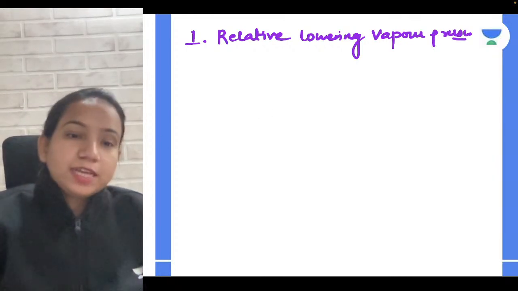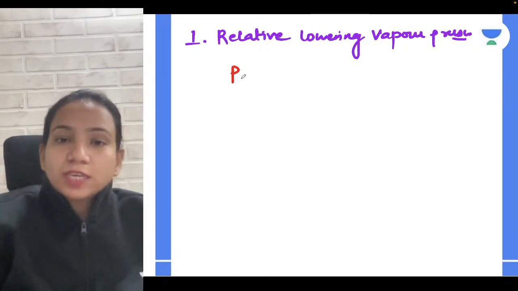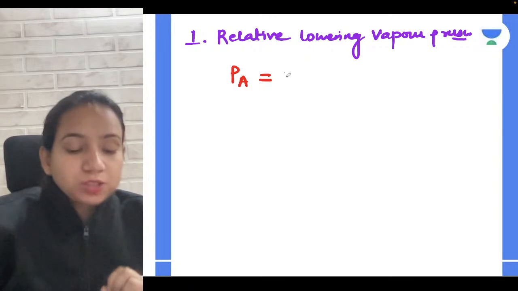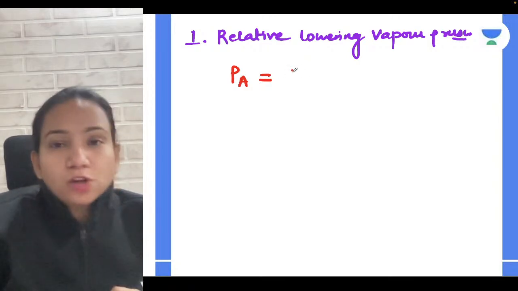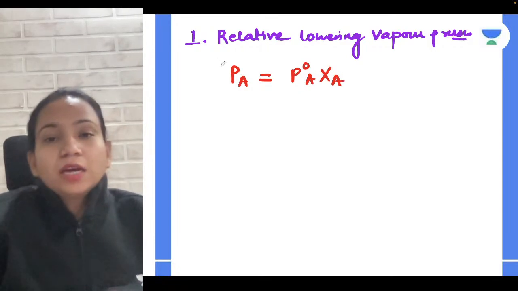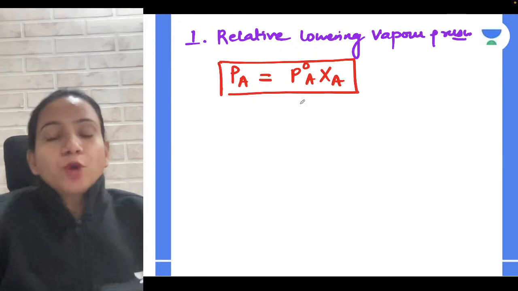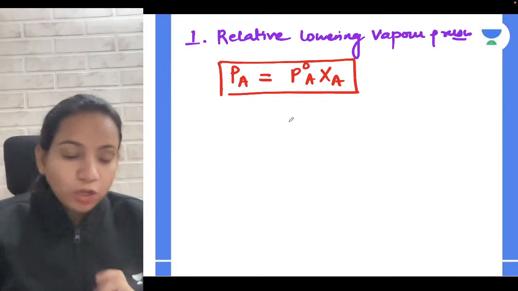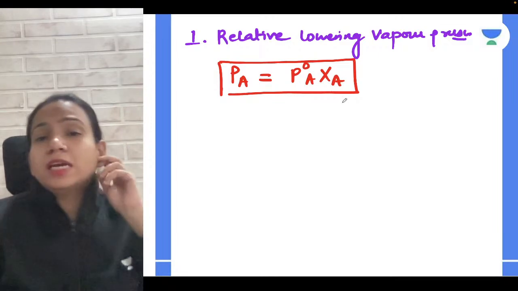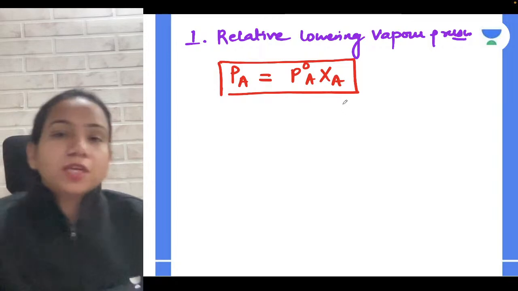First of all, if we talk about Raoult's law, what Raoult's law said is that the partial pressure of any substance is directly proportional to its mole fraction, and when we remove the proportionality sign, we get P0A, which is the vapor pressure of the pure solvent. So this is the equation which we know. It comes from Raoult's law, whatever the components we can talk about.